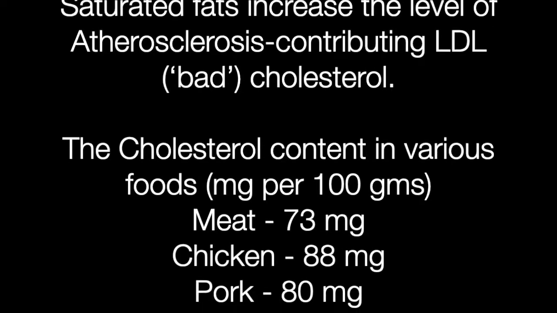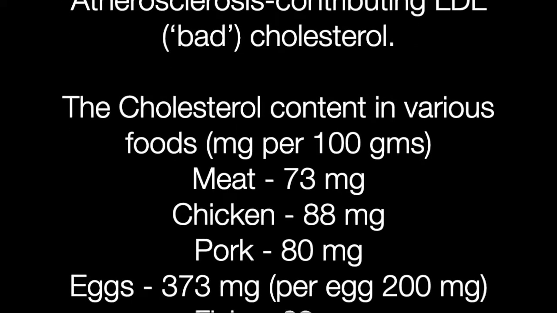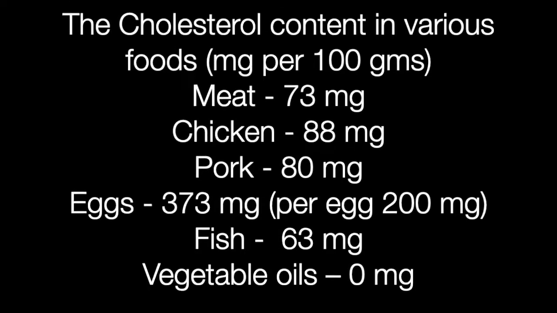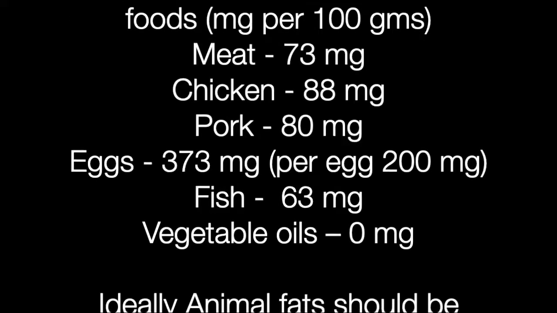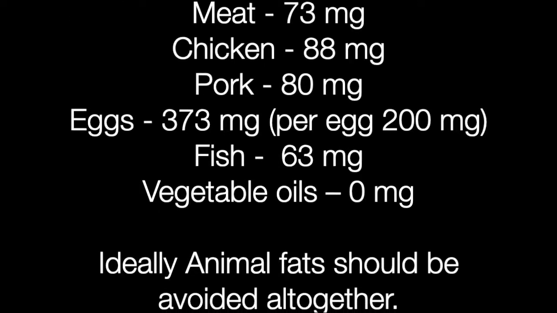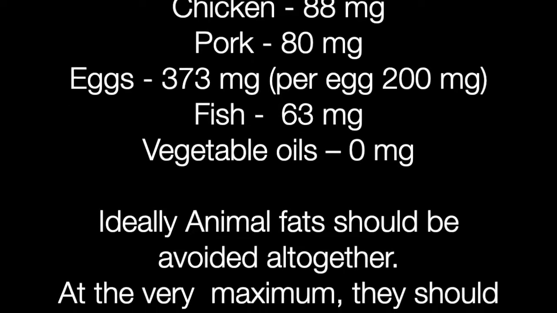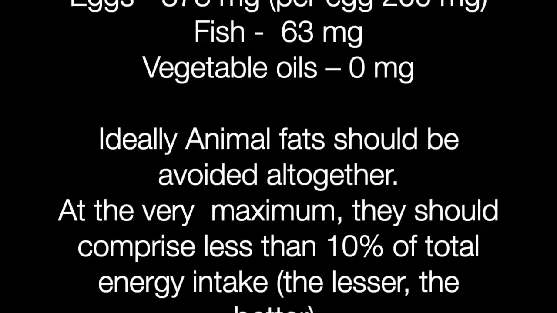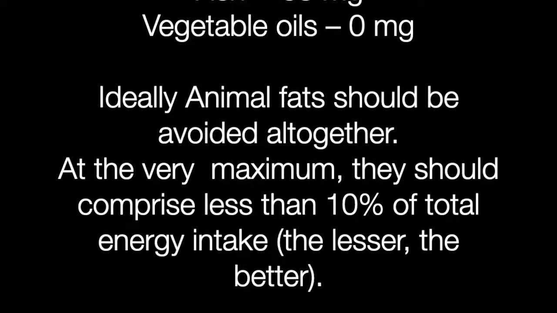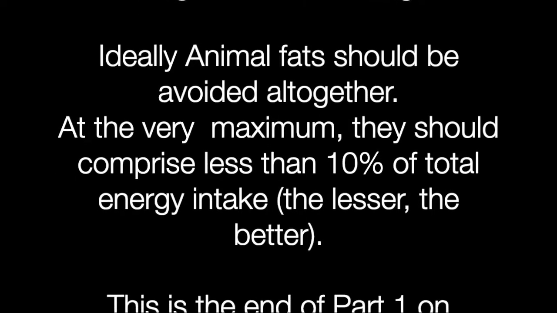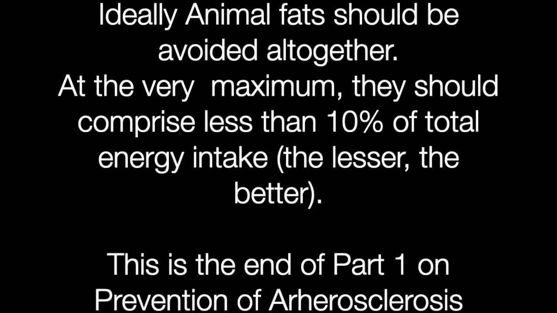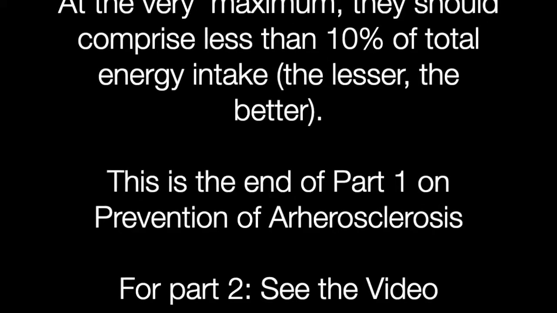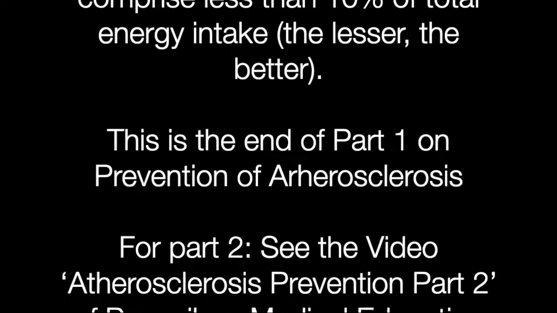The cholesterol content in various foods in milligrams per 100 grams are meat 73 milligram, chicken 88 milligram, pork 80 milligram, eggs 373 milligrams per 100 gram, but per egg 200 milligrams. Fish 63 milligram, vegetable oils 0 milligram. Ideally, animal fats should be avoided altogether. At the very maximum, they should comprise less than 10% of total energy intake.